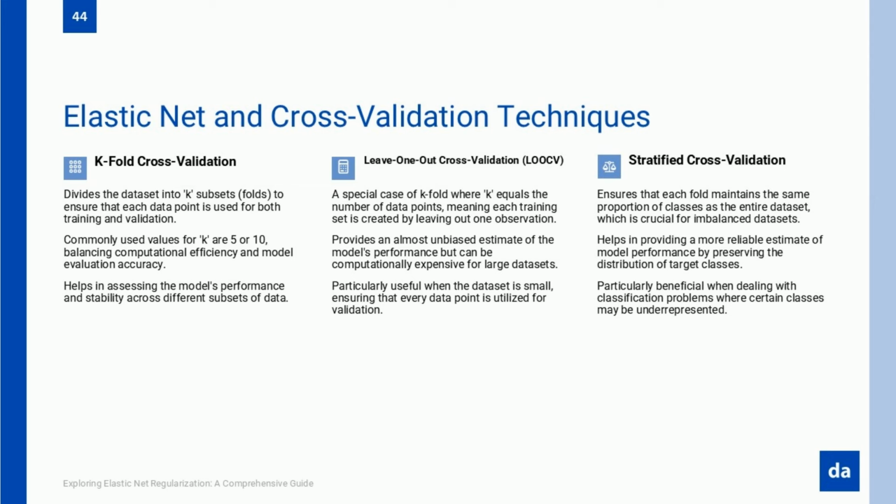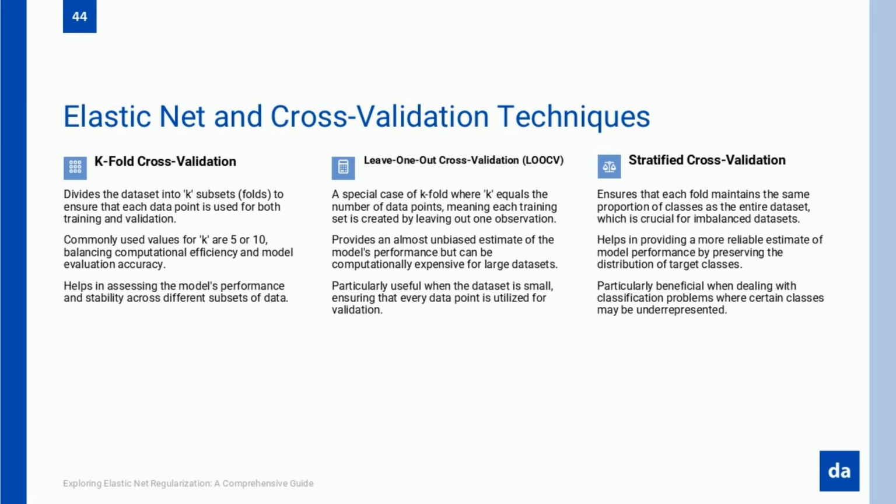Another useful technique is stratified k-fold cross-validation, which ensures that each fold contains a balanced representation of different target classes. This is particularly helpful for imbalanced datasets, like detecting fraudulent transactions or rare medical conditions, where a standard train-test split might result in skewed training distributions.